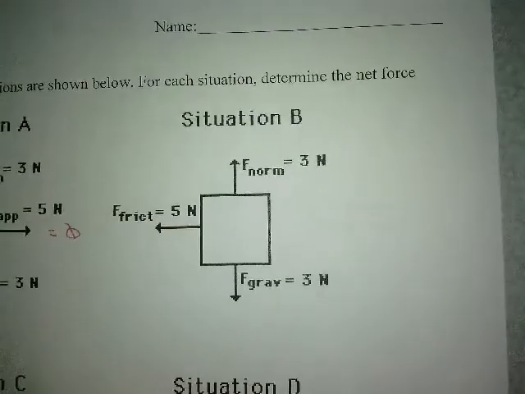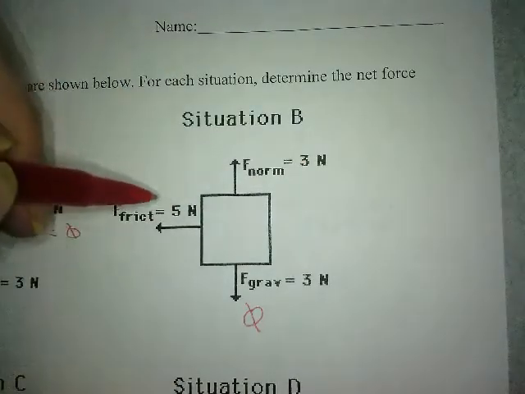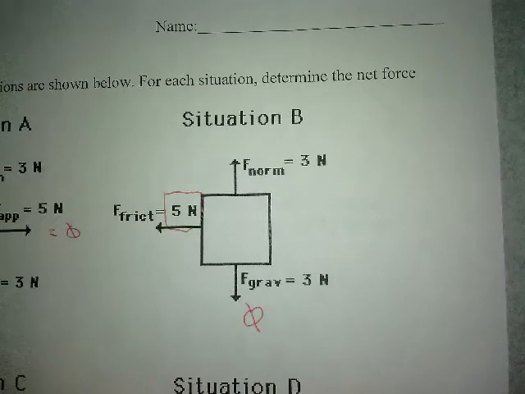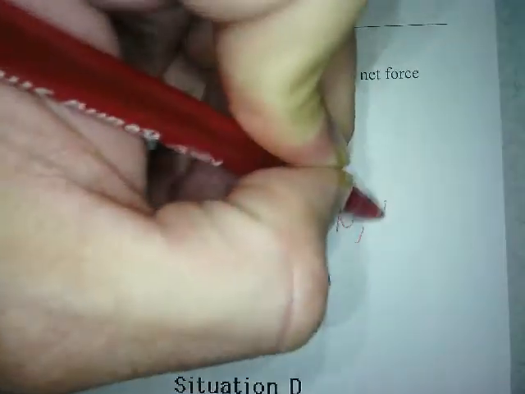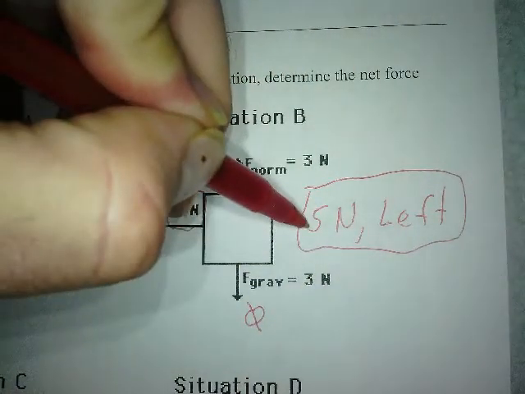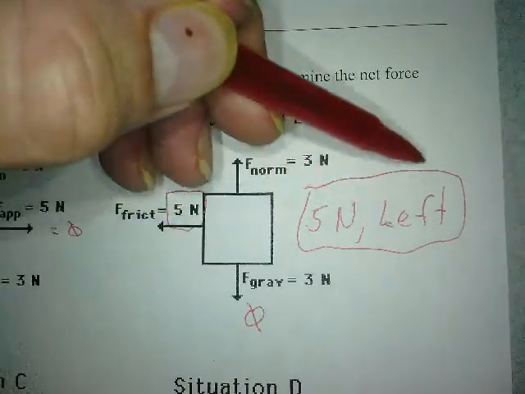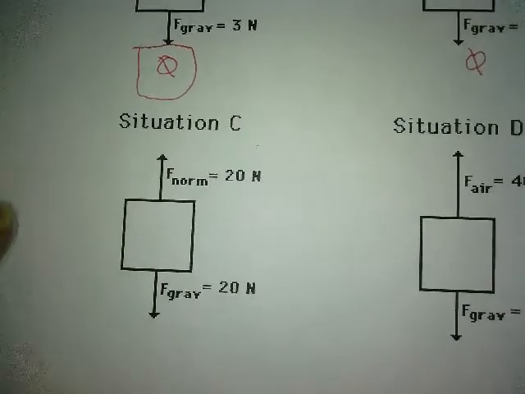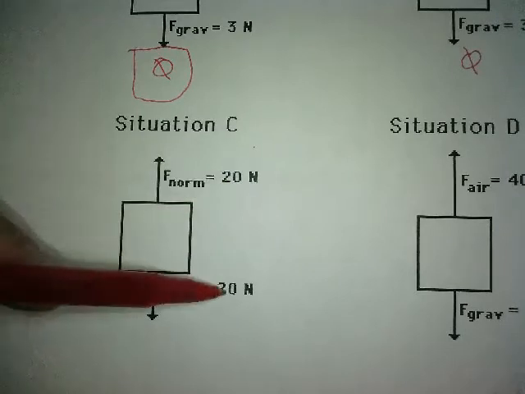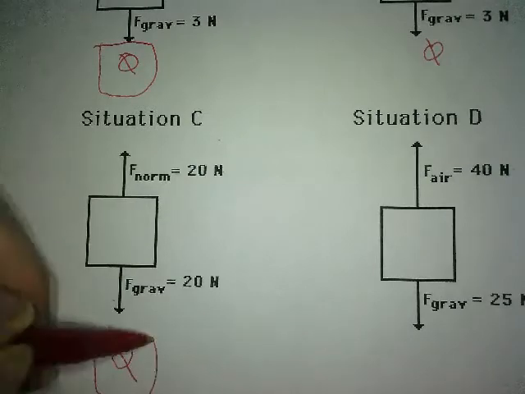Now on B here, vertically, 3 minus 3 is 0. But horizontally, we have 5 newtons. That's 5 newtons left. Because remember, vectors have a magnitude, as in the 5 newtons, and a direction, left. Alright, C. We just have vertical arrows, so we subtract. 20 minus 20 is 0. So the net force is 0.